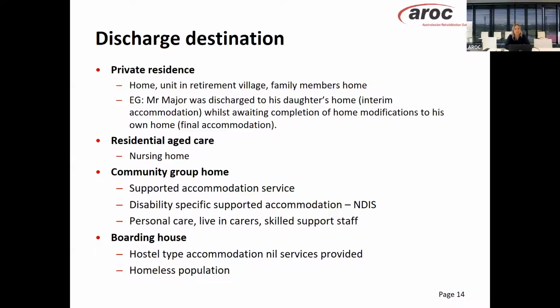The next code is group home, so here we're looking at a shared accommodation. It might be a disability-specific supported accommodation service, and they may have access to personal care, living carers, skilled support staff as well. The next option is boarding house. So this is where a patient might be provided with a room. It's a hostel type accommodation. They don't have access to services, and generally it's probably used for the homeless population.